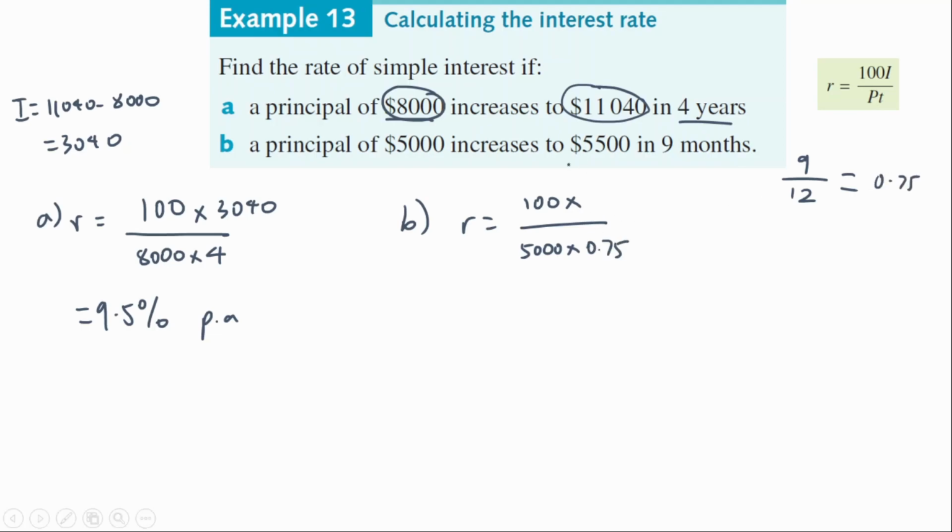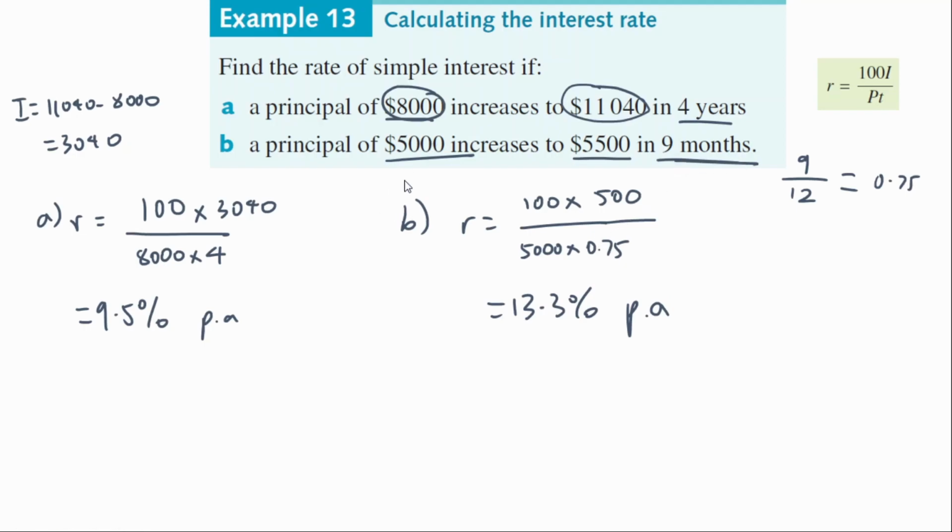Now let's have a go at finding I. Once again, you just do the final value minus the original. So it's 5,500 minus 5,000, and that will give you 500. So I'll replace I with 500 there. Once you put that into your calculator, you should get a value of 13.3%. So your final answer will be 13.3% per annum. A key point there: make sure you convert the months into years. If you put a 9 in there, you would be incorrect.